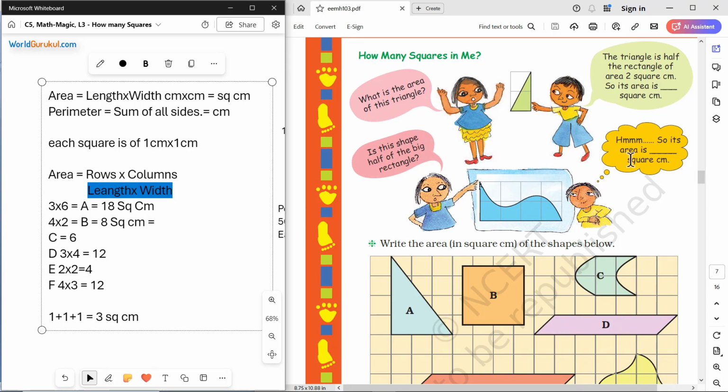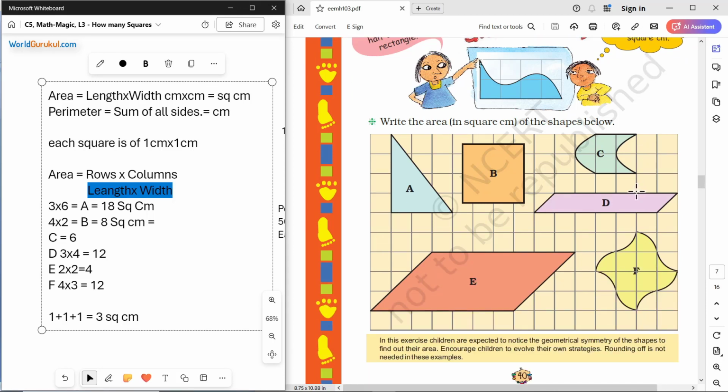Yes. And what's the area of this shape? So it's simply half of this rectangle. The rectangle is having 2 rows and 4 columns. 2 by 4 is 8 square centimeters, and half of that is 4 square centimeters. Right? That's the answer to this.